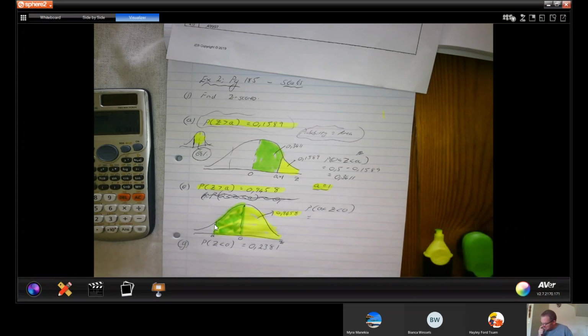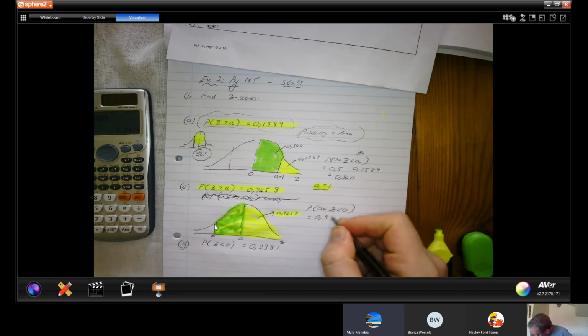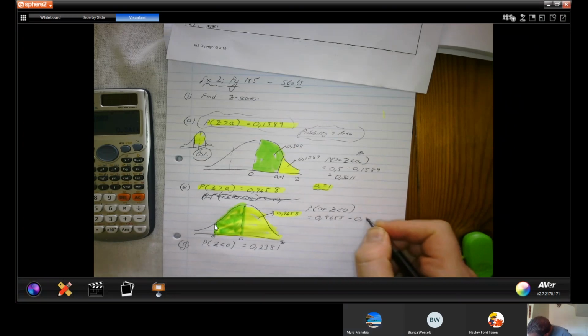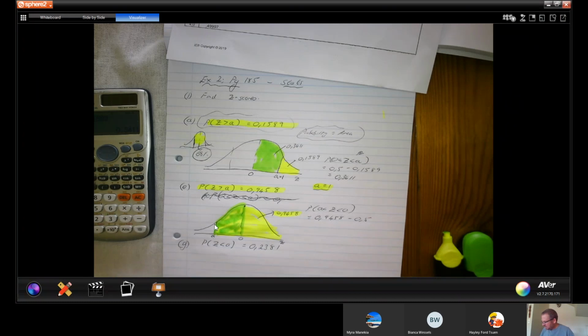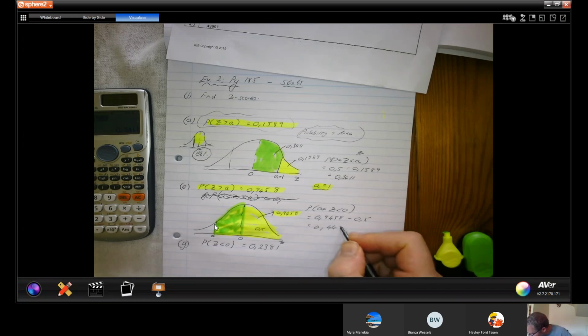So Mara, any suggestions? How are we going to work that out? 0.9458 minus 0.5. High five yourself, Mara. So that is that over there. Because what's now just yellow is 0.5, to the right. That whole thing is 0.9458. So I'm cutting out the 0.5, and you're going to get 0.4458. Am I right? Yes, sir.